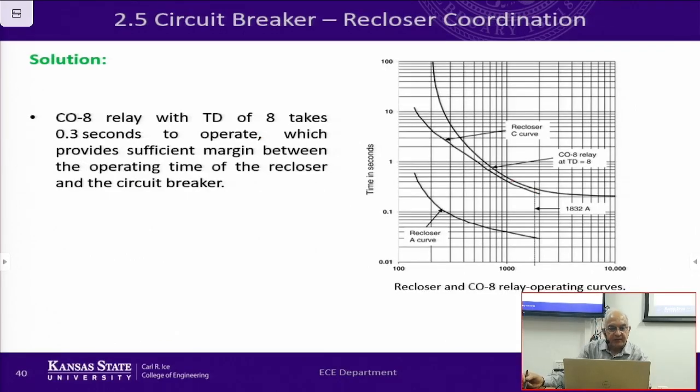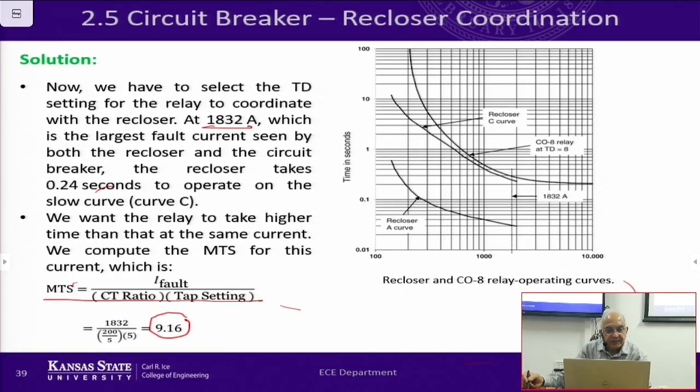If we look at CO8 with time dial of 8, it takes 0.3 seconds. So the relay takes 0.3 seconds, and the recloser takes 0.24 seconds. So 0.06 seconds is the separation between the two of them, which is acceptable. But if you want to add extra delay, then you have to pick a higher time dial.